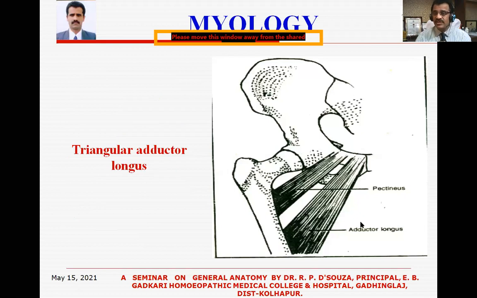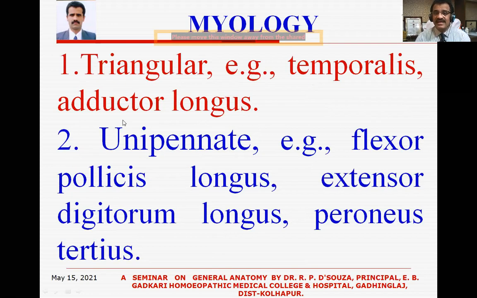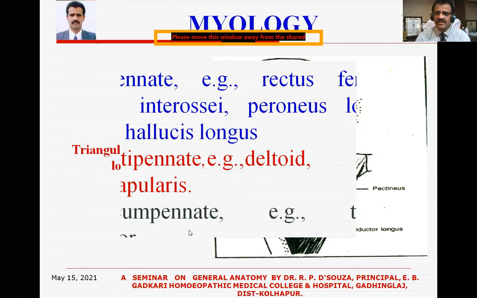Here I am showing you one diagram of adductor longus. This muscle is adductor longus, just below the pectineus. Now adductor longus is looking like a triangle. So this is a triangular adductor longus. I'll take you back: triangular fasciculi, adductor longus. So you will find different muscles with different shapes, and that will help you understand.